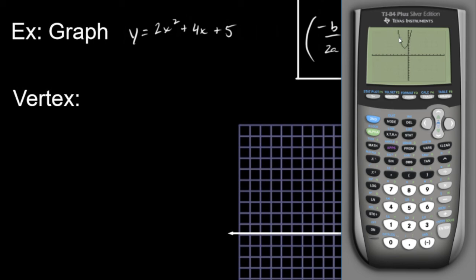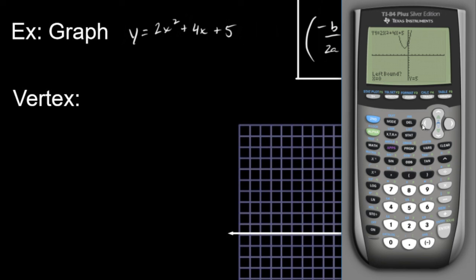And you should see that it's like a dip. It's like a valley. It's the minimum. So you want to find the minimum. And here's how you do it. You press second, trace, and we are finding minimum. And this is how you do it. You press enter on the minimum, and it asks left bound. See how it says left bound?